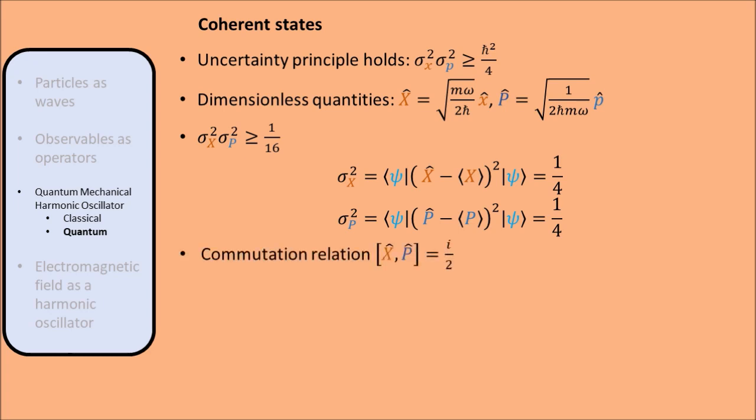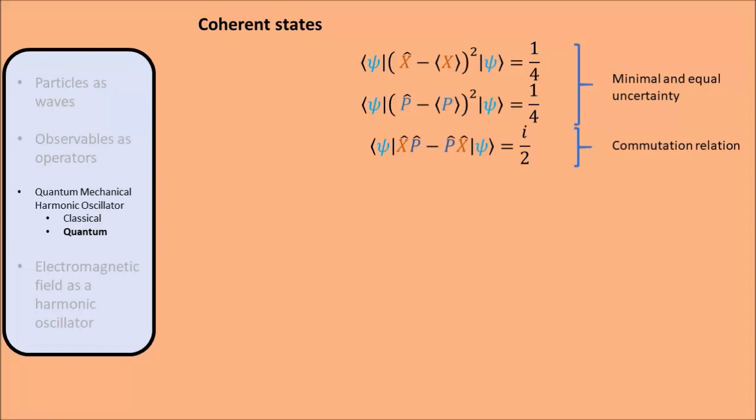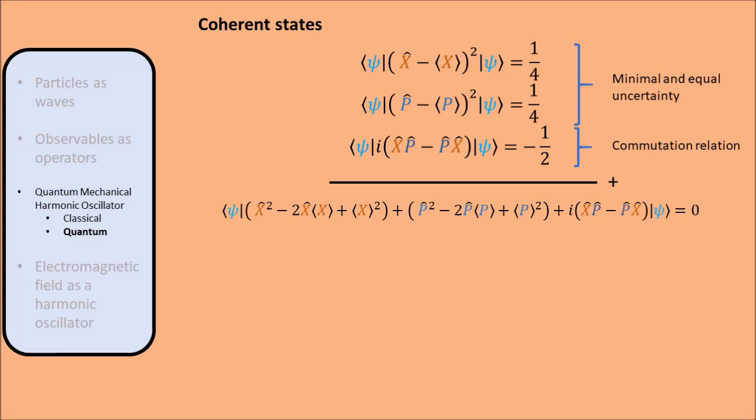Using the commutation relation between x and p, we can write down a third equation. With these three equations, we will find the condition for psi to be a coherent state. So let's write down these three equations. We multiply the bottom equation with i, and then add the three equations together and expand the squares. Next, we're going to collect a bunch of terms and rewrite them in terms of creation and annihilation operators.